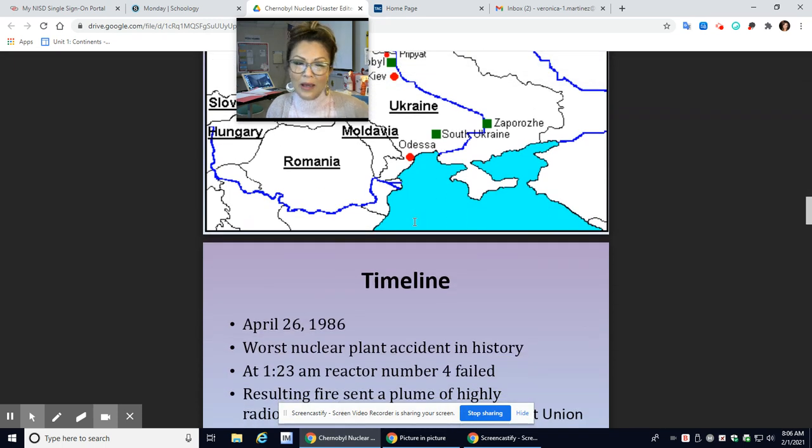Think of it like when we have the African dust, right? It's coming from Africa, it's coming across the ocean. We have that effect, right?